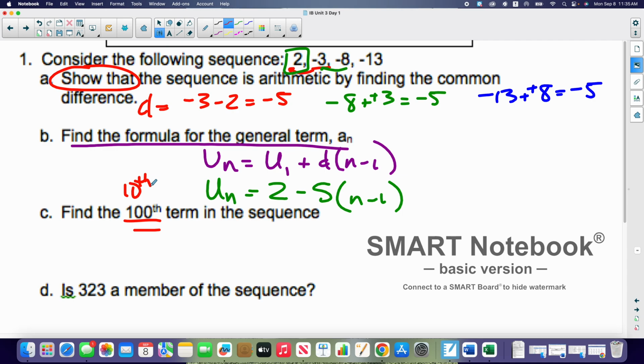Remember, this is a time test, and we want to be a little bit more efficient with it. So, yes, you could write all 100 out if you needed to. All right, that's fine. But I don't know that that's the most efficient way. So on this, what does 100 mean in the context of my problem? That is my N. That's the position. So I'm going to go UN equals 2 minus 5 times N, which is 100, minus 1.